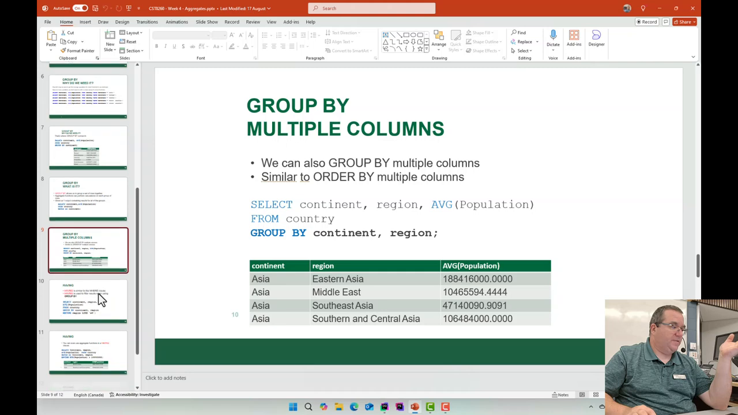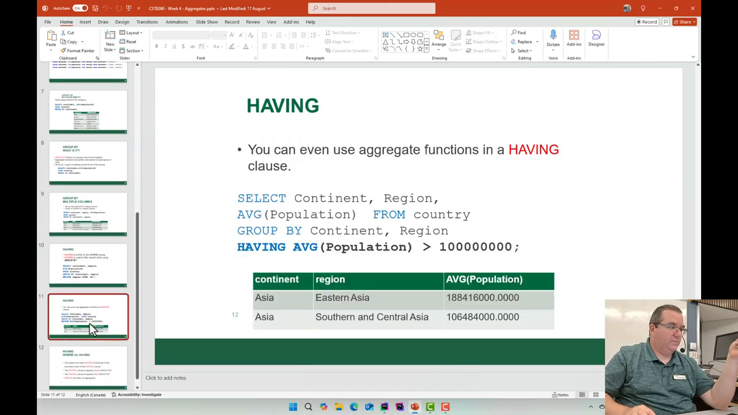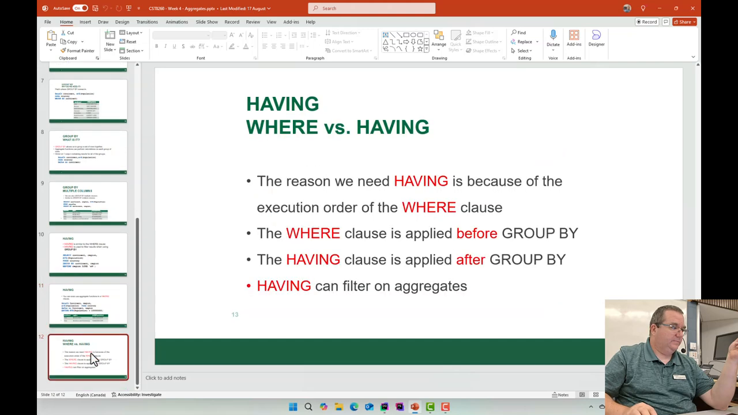Group by multiple columns, I did that. Having, I talked about that. Okay.